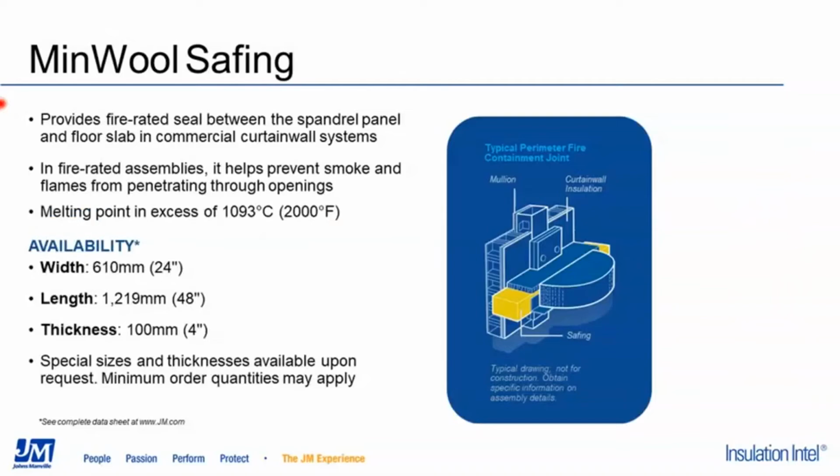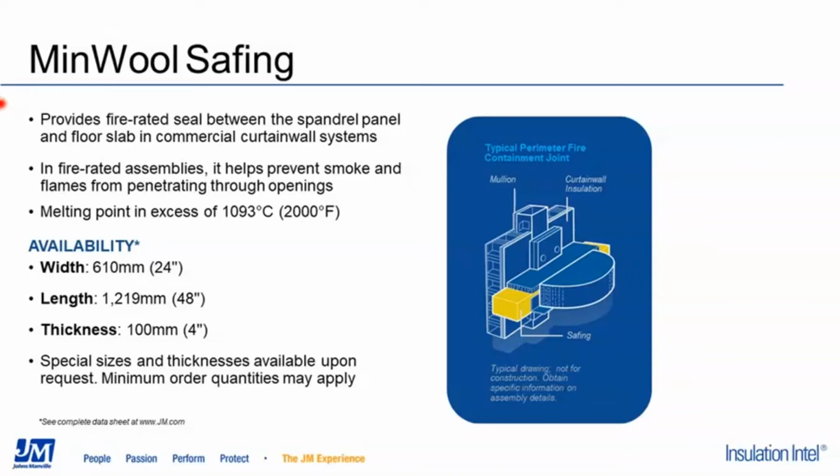Staying in that part where the cement floor construction meets the exterior wall comes our MinWool Safing. As you can see in the diagram to the right, that yellow area is where safing goes. There's typically going to be a little bit of a gap between the cement floor and the exterior cladding of the building. In order to have proper fire performance, those gaps need to be filled with mineral wool.